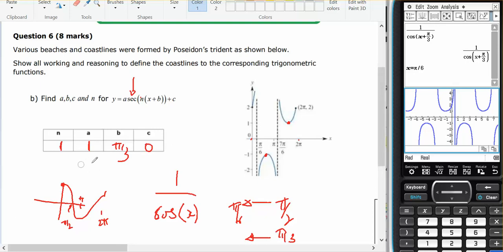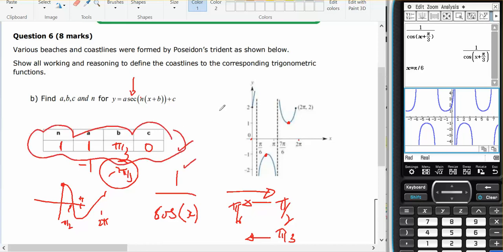Had I have had a -1 there, then I would have had -2 pi on 3, because I'd need to move 2 pi on 3 to the right to get the asymptotes into the right spot. So as I said, more than one answer is possible, but that is one solution.